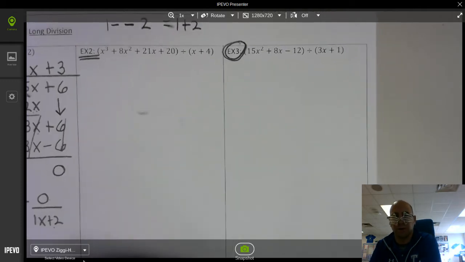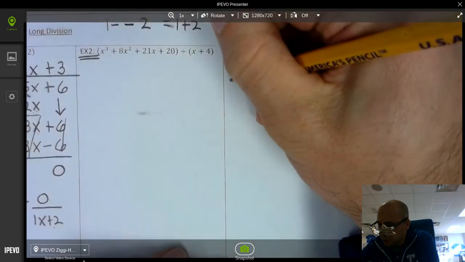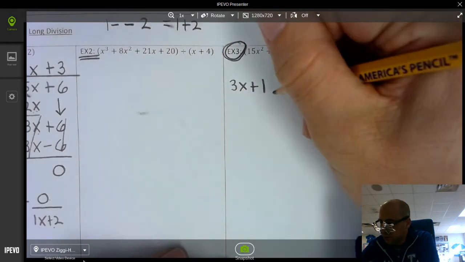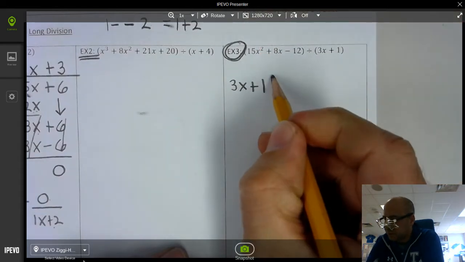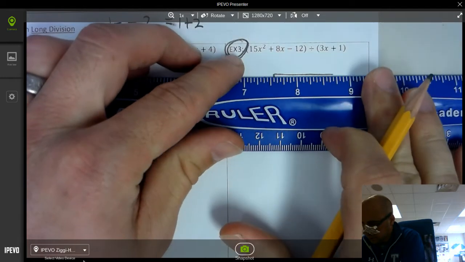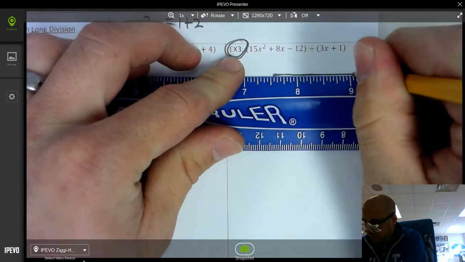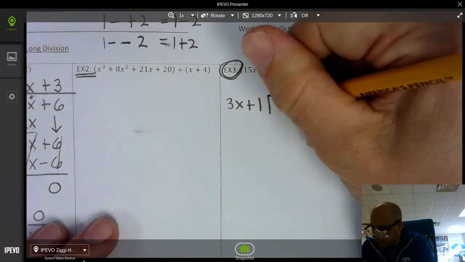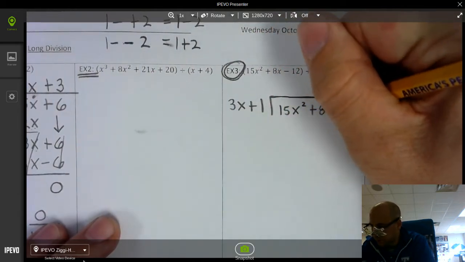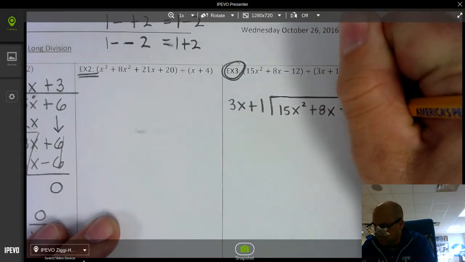For those of you who tried example 3, now you should be checking your work to see if it aligns with what I'm about to explain. So that's 3x plus 1 divided by 15x squared plus 8x minus 12.